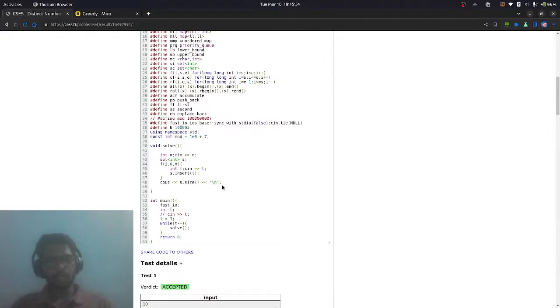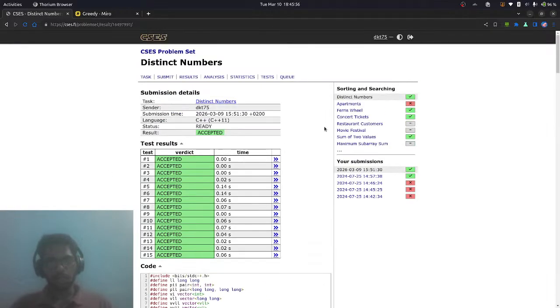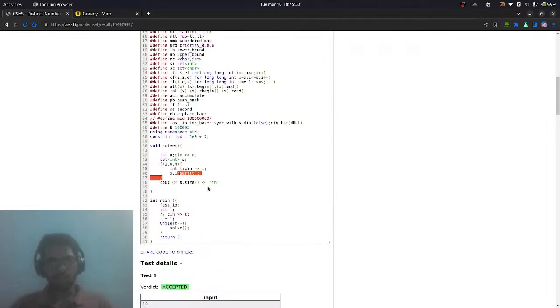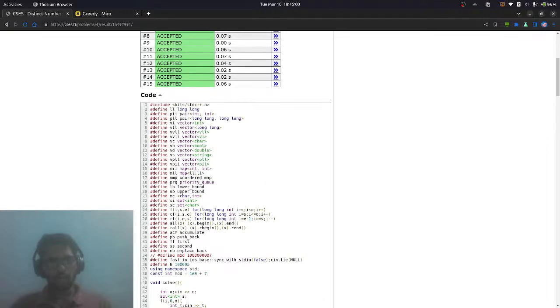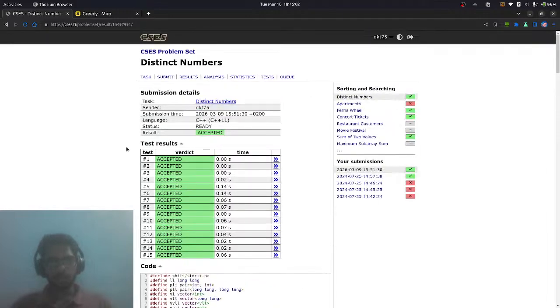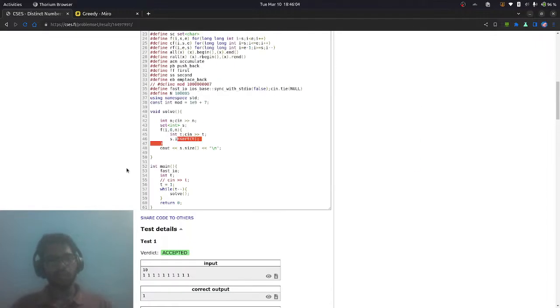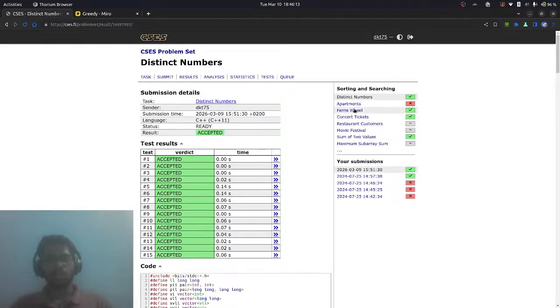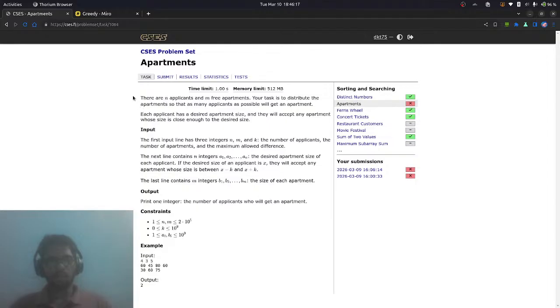So I did nothing. I just had a set here, and all the numbers in the stream that I was given, I just inserted in the set, and then at the end of the code, I returned the size of the set. So it will give the distinct numbers. For apartments, this I'm still not sure. I tried doing some two pointer sorting and searching, but there were two or three test cases which failed, so I'm not sure.